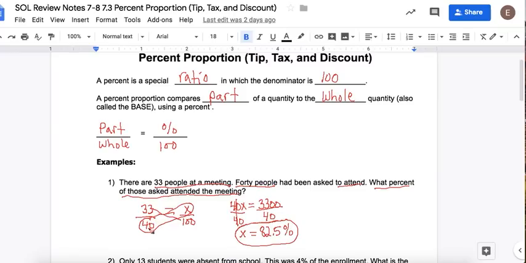And that is a reasonable answer because 30 out of 40 would be 3/4, and that'd be about 75%. So I know it's got to be more than 75%. So 82.5% is reasonable.